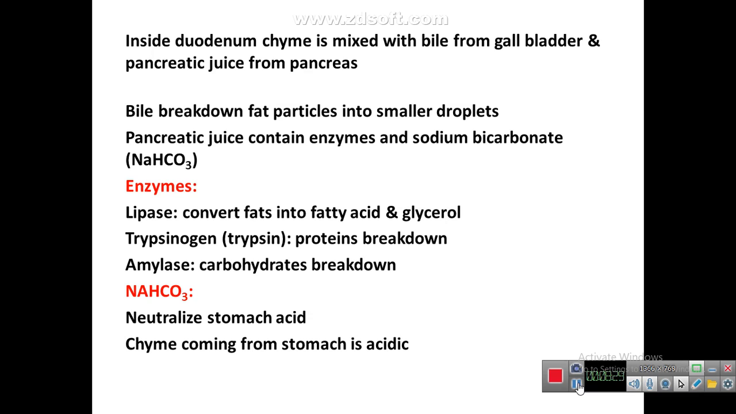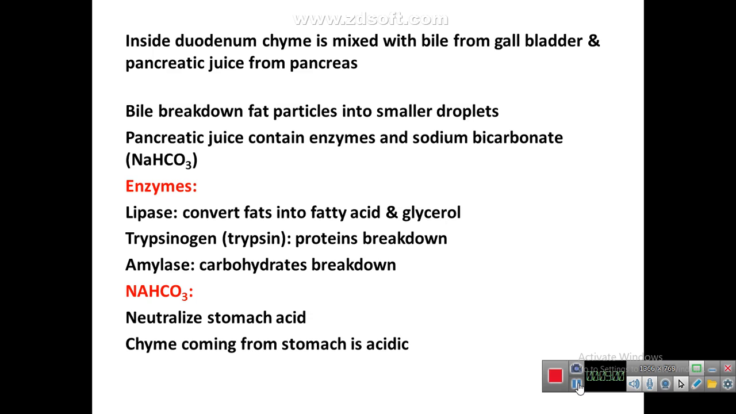Inside the duodenum, chyme is mixed with the bile coming from the gallbladder and pancreatic juice from the pancreas. The function of bile is that it breaks down fat particles into smaller droplets, while the pancreatic juice contains the enzymes and sodium bicarbonate. The functions of the enzymes coming from the pancreas: lipase converts fats into fatty acid and glycerol.